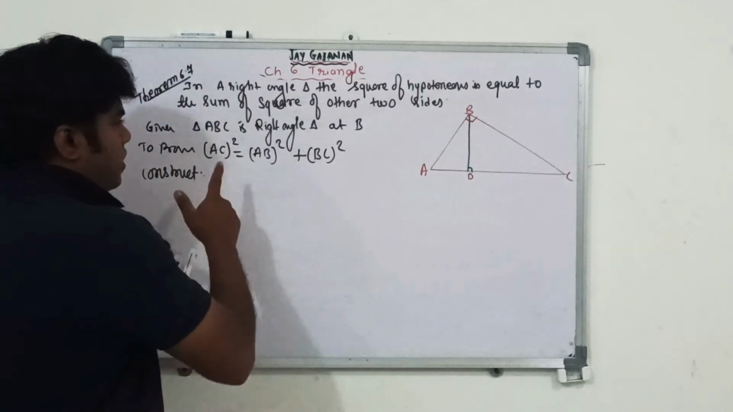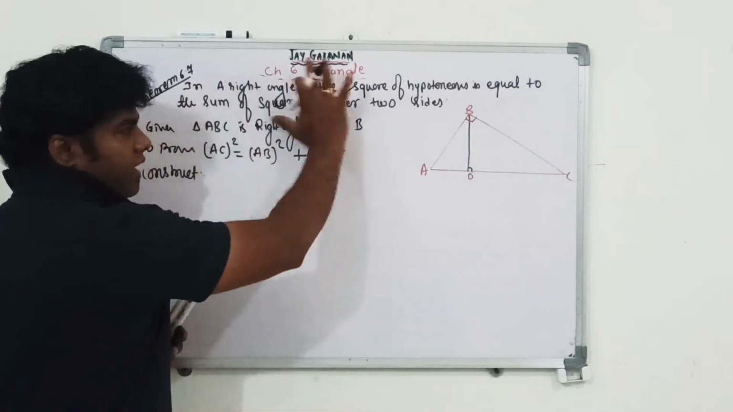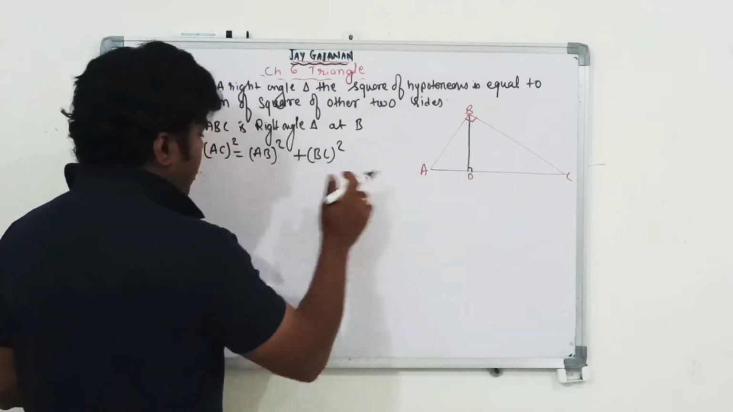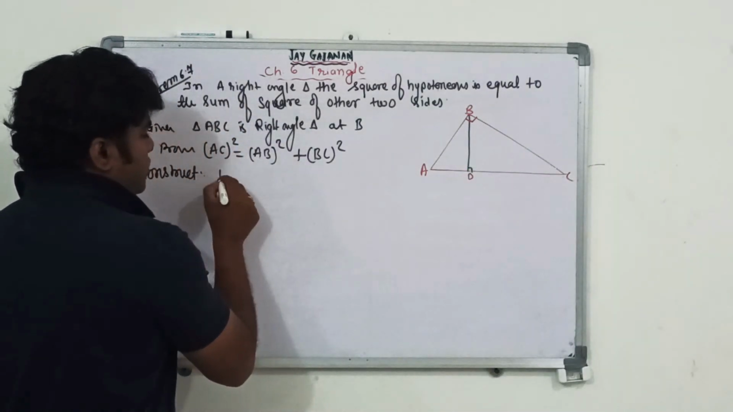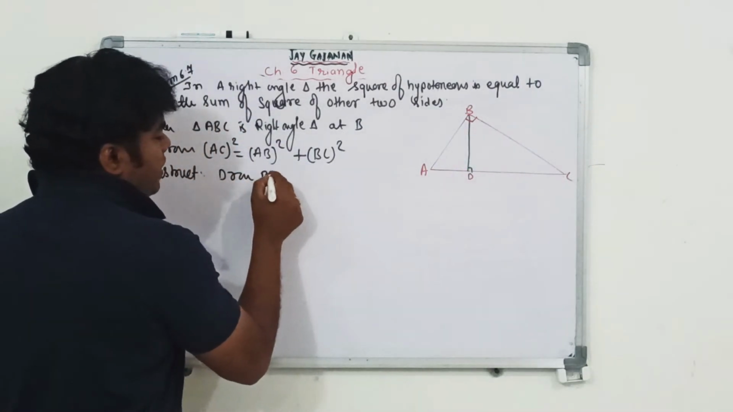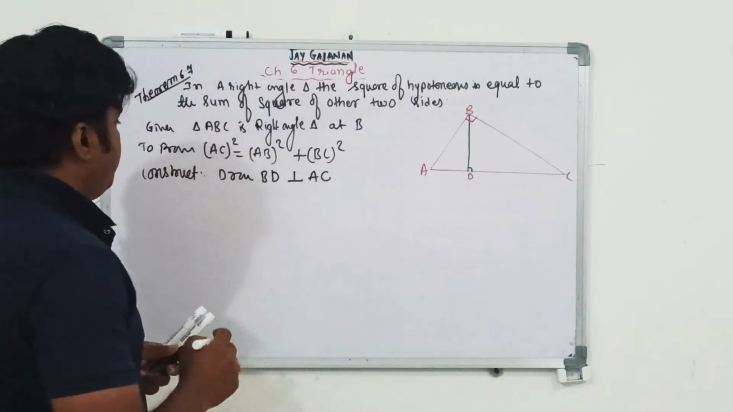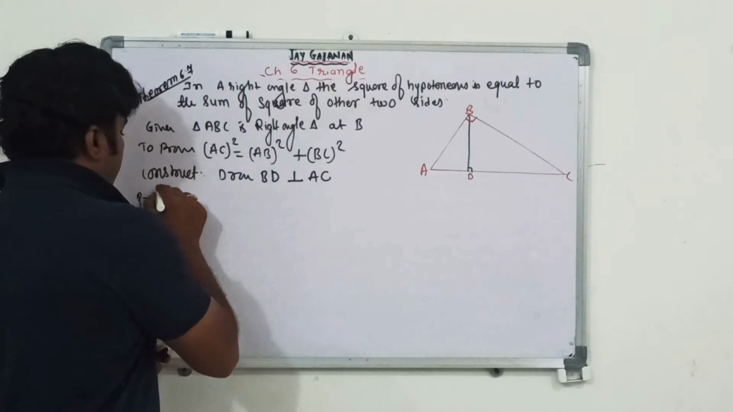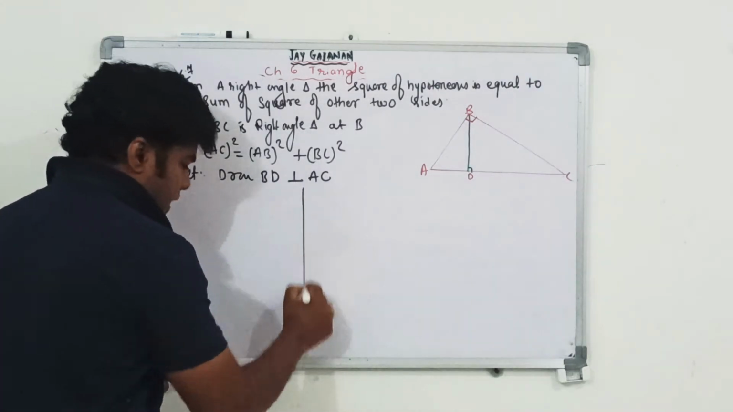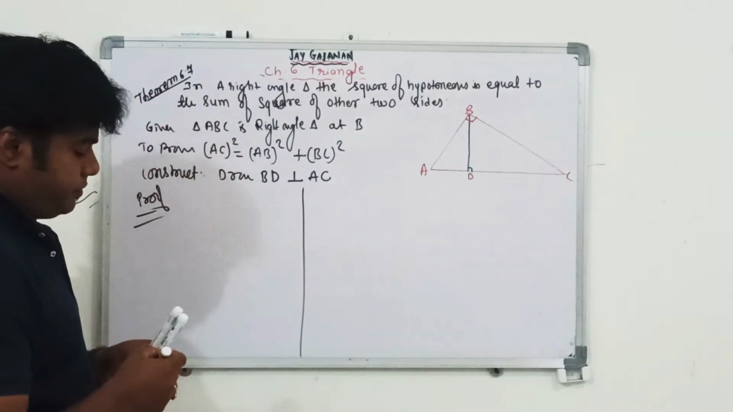Now we'll go for the construction. What do we have to do in the construction? Only the right angle triangle is given. This I have already drawn. So the construction: draw BD perpendicular to AC. I have drawn this perpendicular. Now we'll go for the proof. Now we have to do the proof, so we will start our proof.